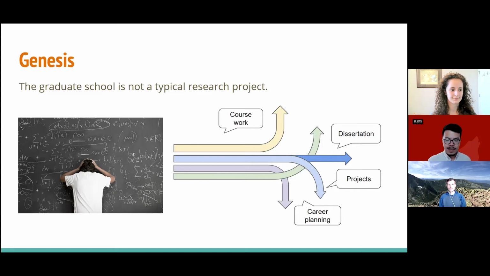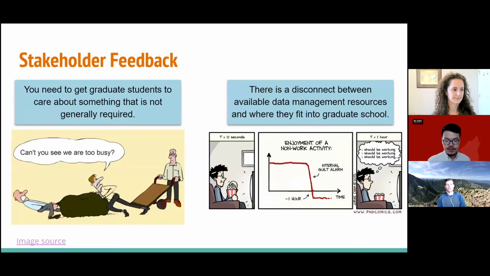Based on the feedback, we found that first, we need to get grad students to care about something that's generally not required in the current grad school curriculum about data management training. And also, we found that there's a disconnect between all the available data management training materials online off the shelf and how they can fit into the grad school life cycle.